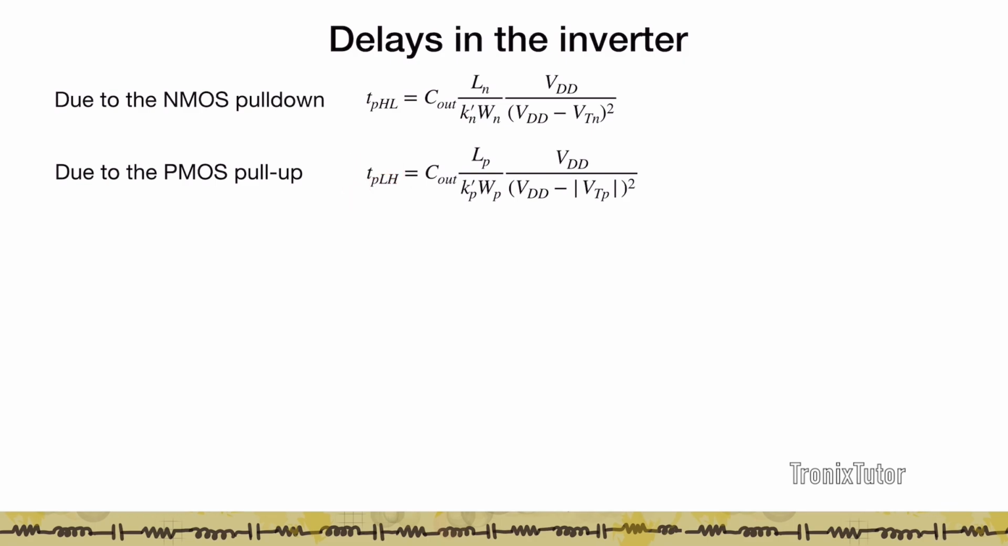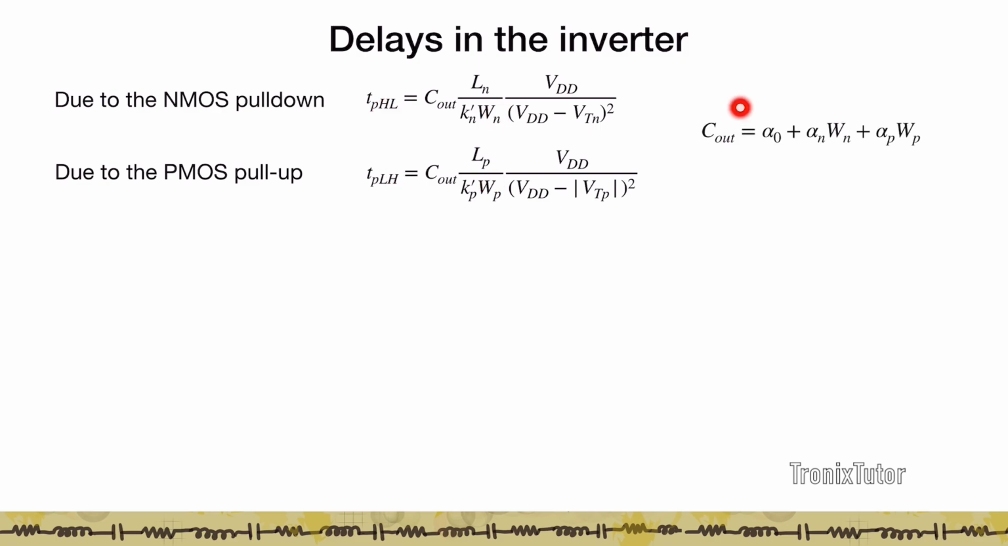And again, if I assume that the PMOS is in saturation as the output rises from 0 to VDD by 2, I can write this as the shortcut expression for my rising delay. So you see in both these cases, you have this 1 by W dependence on the delays.